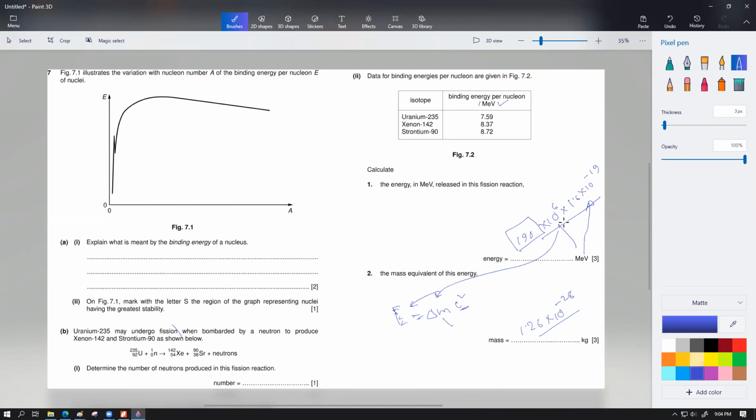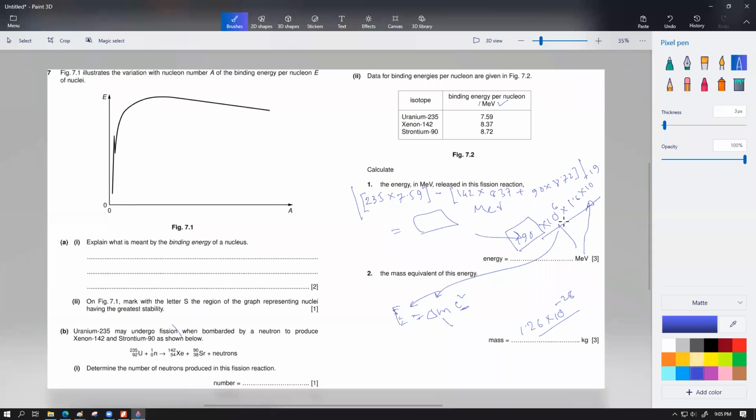To calculate the energy in mega electron volt released in this fission reaction, we have to calculate how much was the total binding energy for left and right side. So here we have total 235 particles. So total binding energy for the uranium হচ্ছে 235 into 7.59 mega electron volt, minus xenon, which is 142 multiplied by 8.37 plus 90 into 8.72. So you're gonna find out the difference. I'm giving a modulus over here because you're never gonna get a minus value over here. So whatever the difference value that you get between these two numbers, that much mega electron volt is gonna be 190.